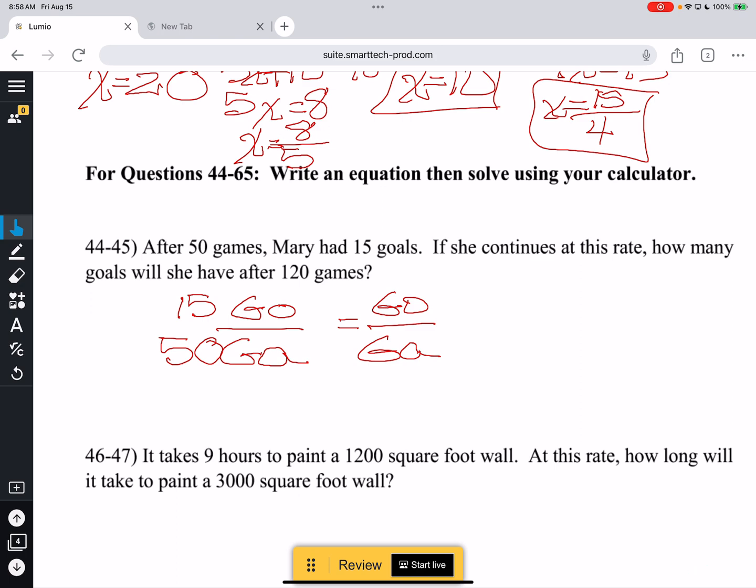But then the other piece of information we're given is which topic? What else do we have? 120 what? Games. And what we're wanting to know is how many goals. So there's our variable. One of two ways, you can simplify 15 over 50 and then work it. But you have a calculator with you, so all you have to do is cross multiply and solve for your variable. So how many goals? X equals what?